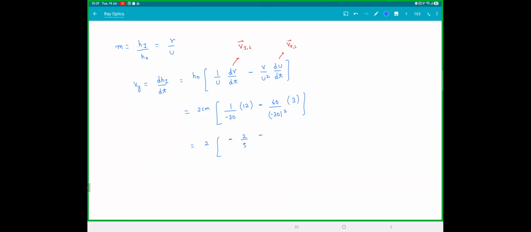That's 60, 1 by 30 will cancel, 2, that's 180 by 900, that's 1 by 5. That's minus 3 by 5. That's minus 6 by 5. This would be your j cap. So your final answer, velocity of image with respect to the ground frame is 11 i cap minus 6 by 5 j cap, or 1.2 j cap. That's your final answer.